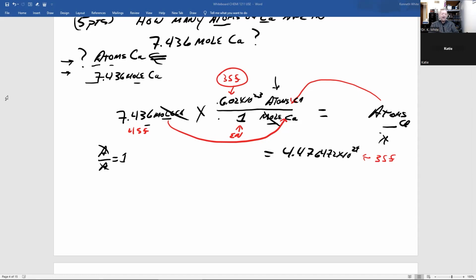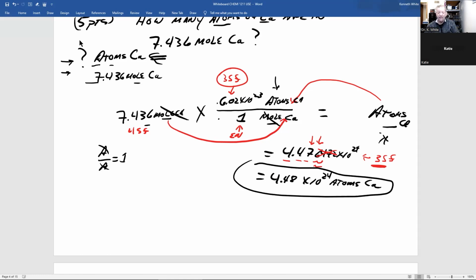All right, time for me to get to work. How do you round this off to 3 significant figures? Keep the first significant figure, keep the second, keep the third. Since we're trying to get the 3 significant figures, the next one we use to round off. 6. Is that 4 or less or 5 or higher? And hopefully you all pick 5 or higher. I'm going to drop this and everything else, and the number in front I'll increase by 1. And that's the answer. 4.48 times 10 to the 24th atoms of calcium.